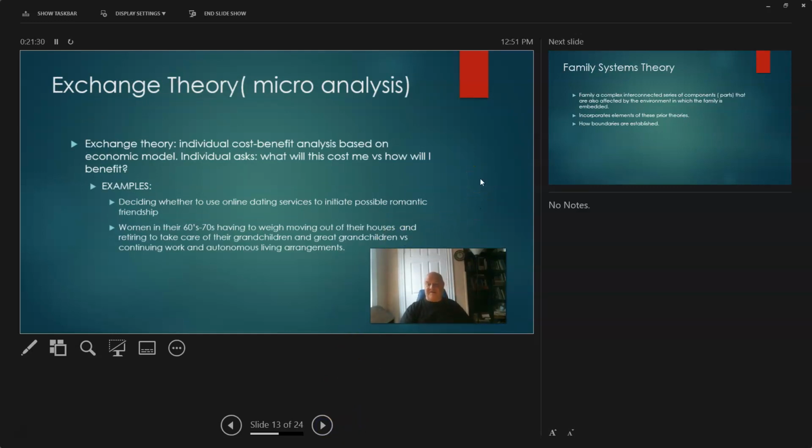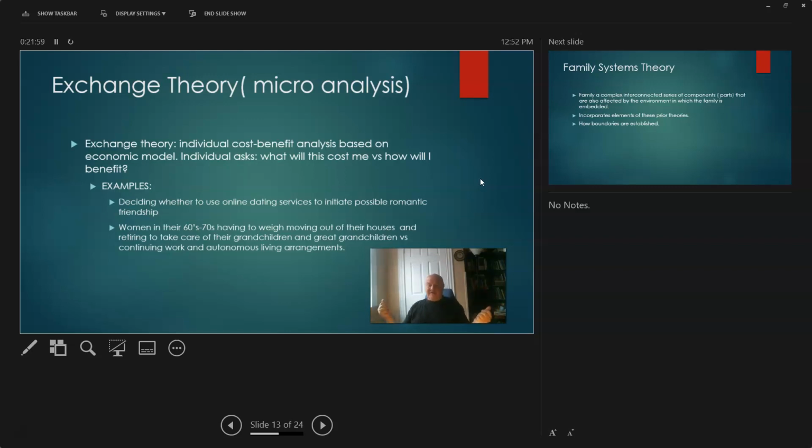Finally, exchange theory, a microanalysis, is something we look at in marriage and the family, particularly in terms of courtship or how people get together. It's predicated on a sort of microeconomic belief that there's individual cost-benefit analysis based on an economic model. An individual's going to ask, what will this cost me versus how will I benefit?